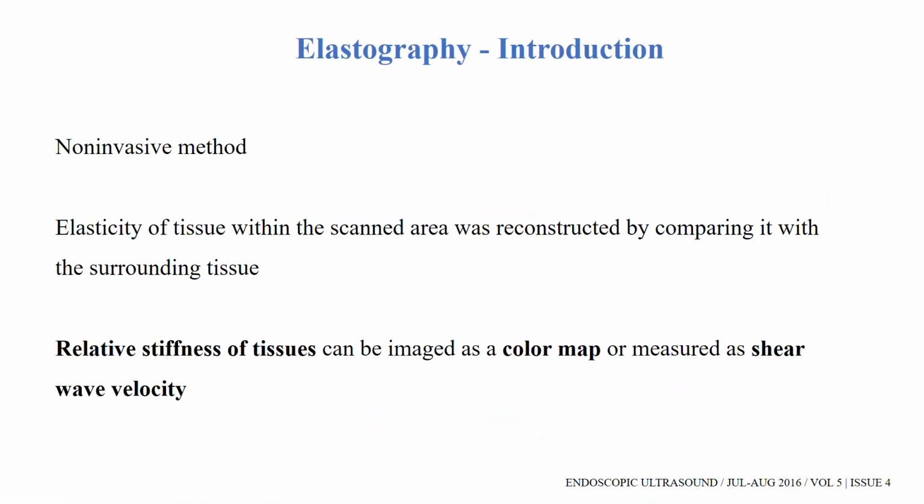So we know that it's just an add-on to our routine EBUS, endobronchial ultrasound, so it's a non-invasive method. Basically what we do is we try to understand the elasticity of the tissue within the scanned area, and it is reconstructed by image processing, and we compare it with the surrounding tissue. So it helps us to understand the relative stiffness of the tissue, which can be mapped either in the form of a color map, or you can have a shear wave velocity.